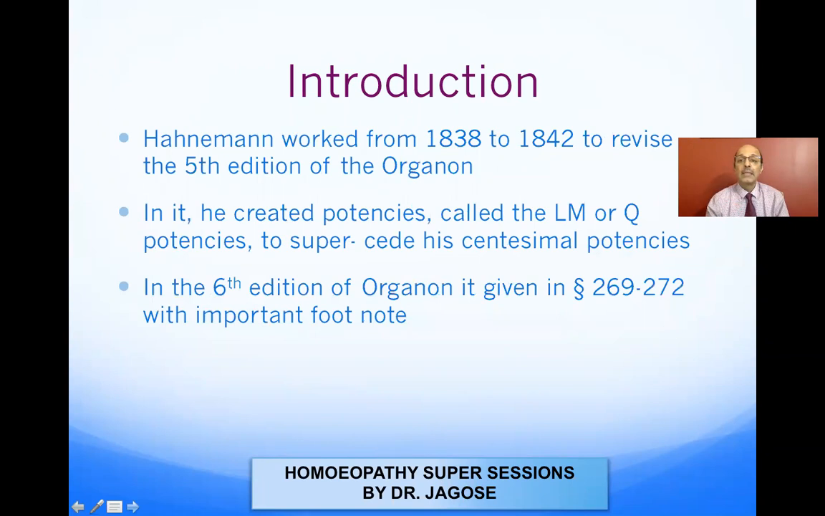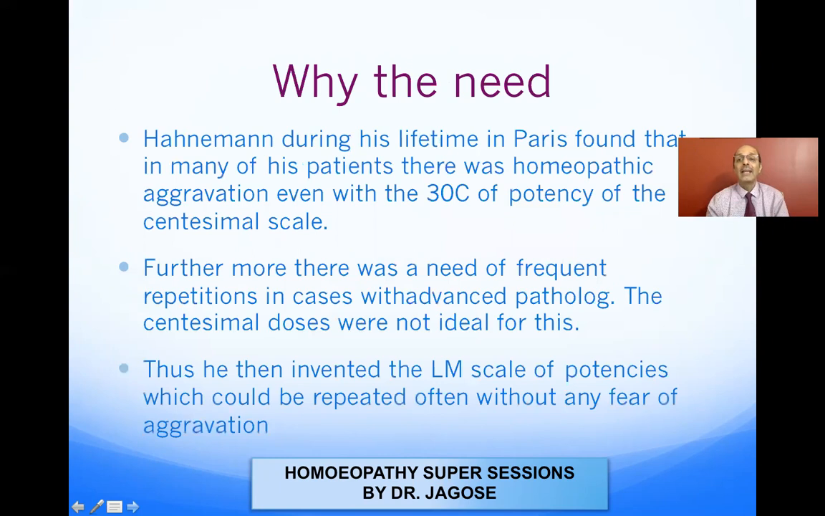Hahnemann worked from 1838 to 1842 to revise the 5th edition of Organon. In it, he created potencies called the LM or the Q potencies to supersede his centesimal potencies. In the 6th edition of Organon, it is given in aphorisms 269 to 272 with important footnotes. So, why the need for the LM potency?